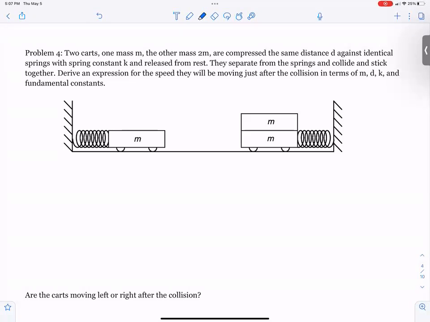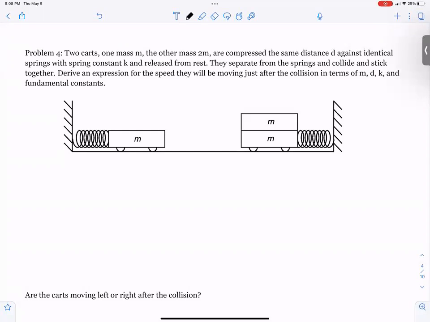In this problem, we have two carts, one mass m, the other mass 2m, compressed the same distance d against identical springs with spring constant k and released from rest. They separate from the springs and collide and stick together. Derive an expression for the speed they will be moving just before the collision in terms of m, d, k, and fundamental constants.